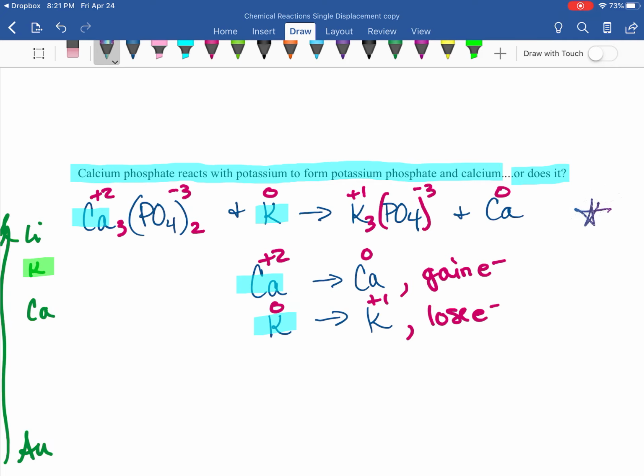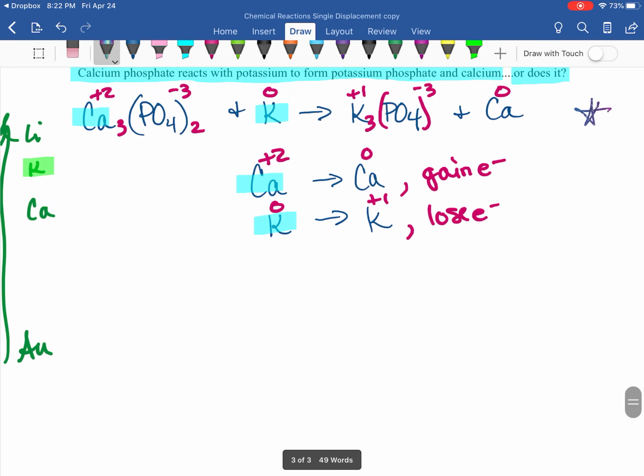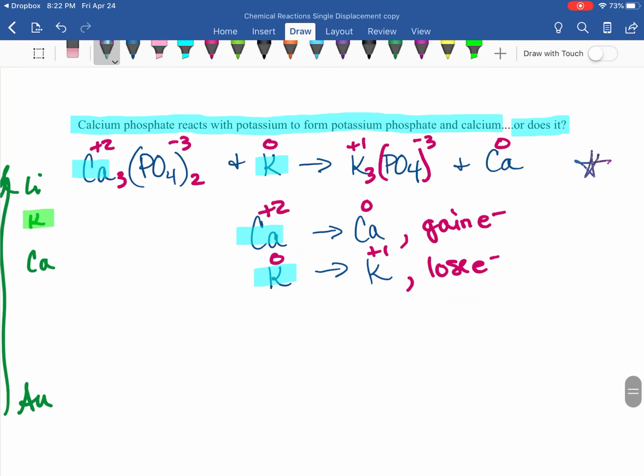I think I highlighted a little too heavily, and now it's hard to read the answer. So we did write the arrow the right way. This is awesome. This reaction would work, and it would go in that direction. And now for fun, you should try to balance that reaction. That would be a good practice. Okay, I love it. I hope we're getting the hang of it.